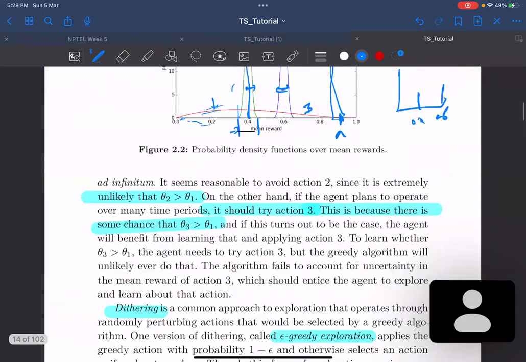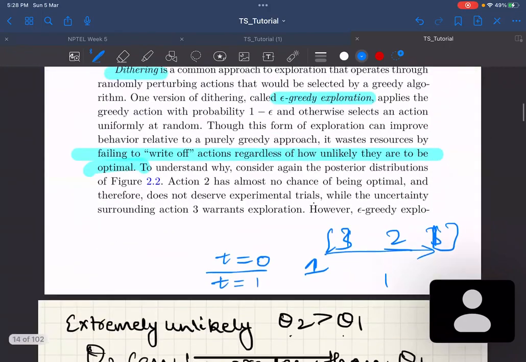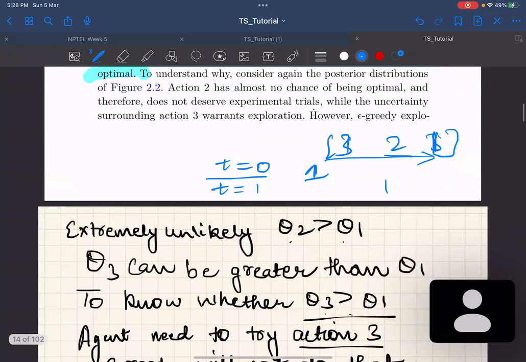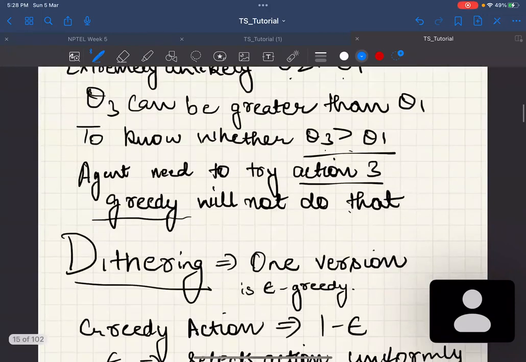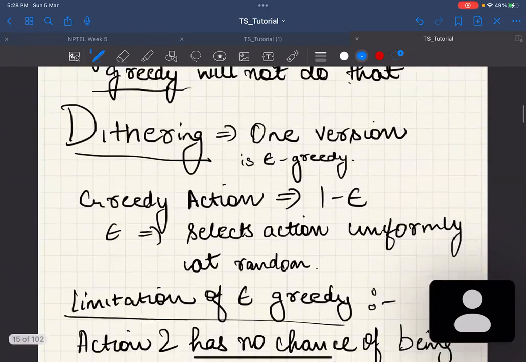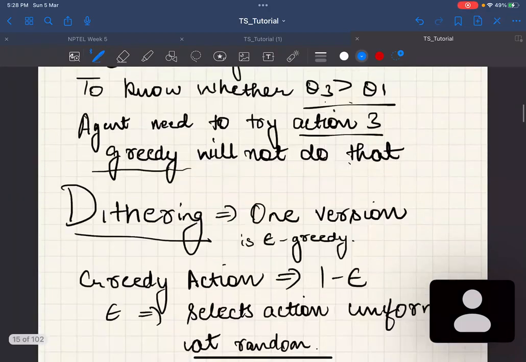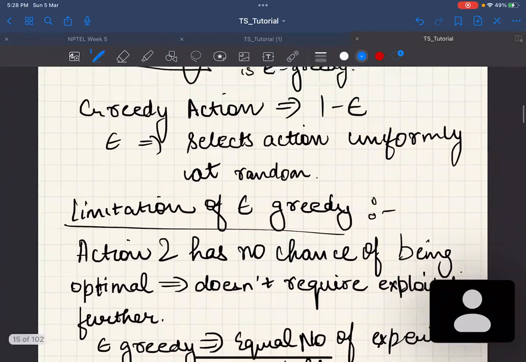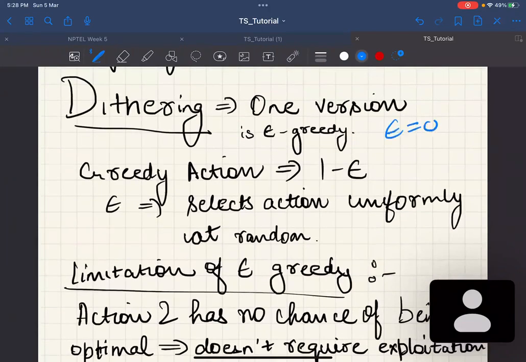So that is why we came up with the dithering concept. One form of dithering is epsilon greedy. Epsilon greedy means, if I am given epsilon as 0.1, then 1 minus epsilon times I'll select the greedy action, and epsilon times I'll select the other actions uniformly at random, which you told me.